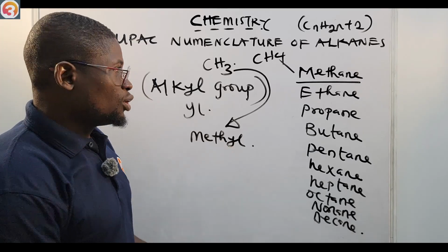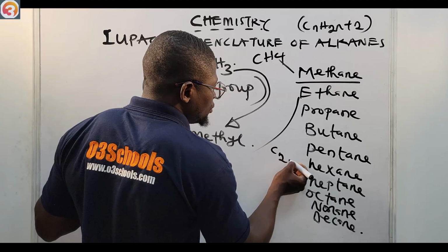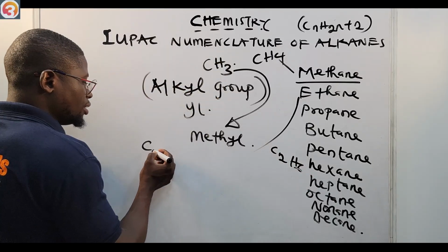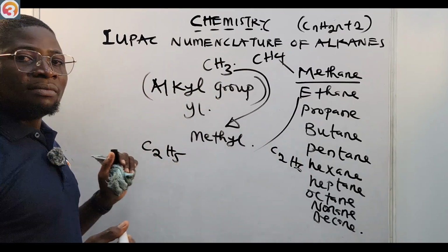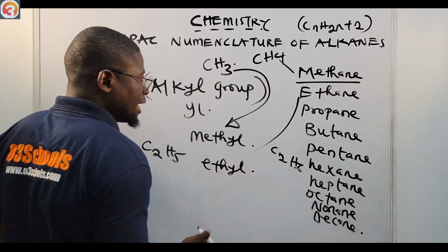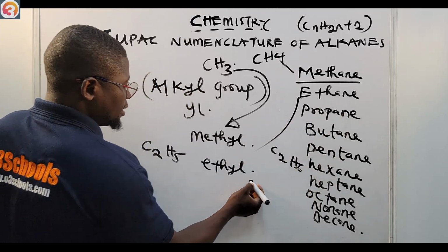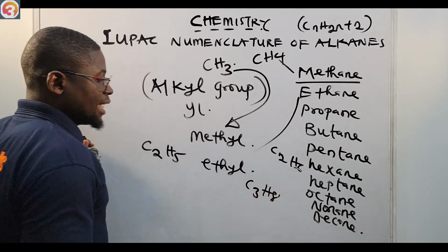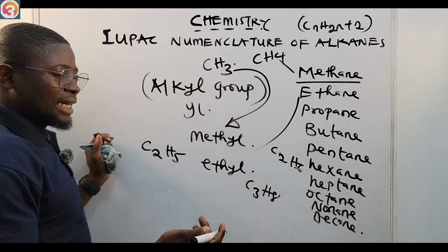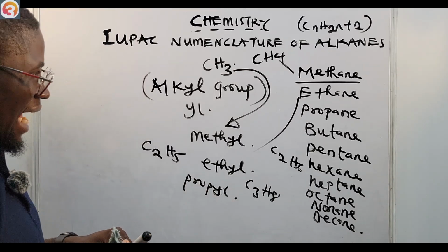For example, if ethane loses one hydrogen atom, instead of C2H6, it is now C2H5, and C2H5 is called ethyl. Also for propane, which is C3H8, if it loses one hydrogen atom, it becomes propyl. So please take note of that. That is how alkyl groups are formed.